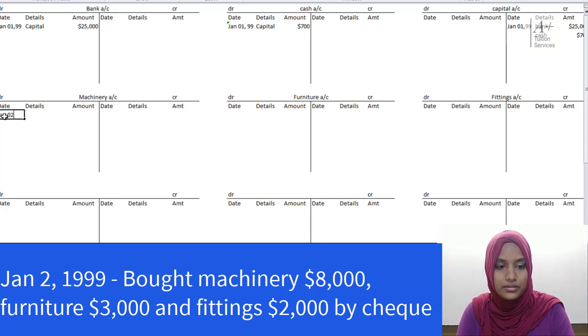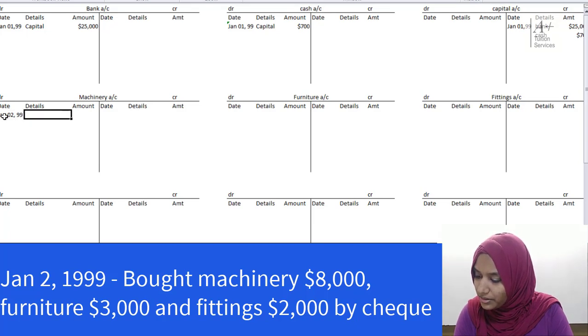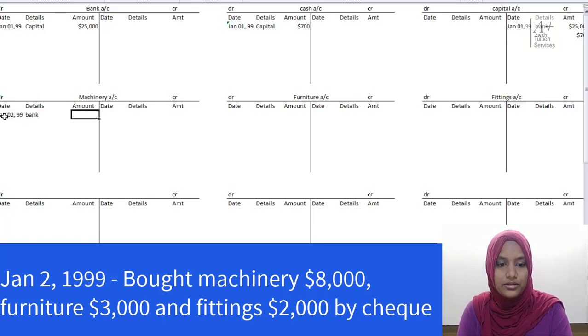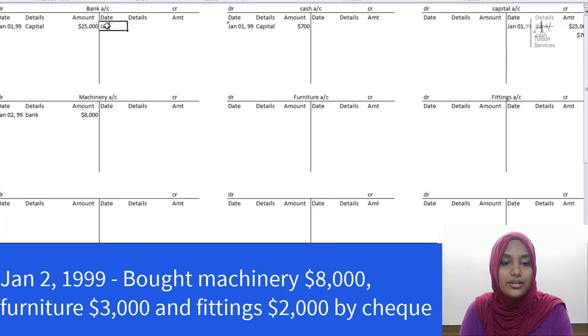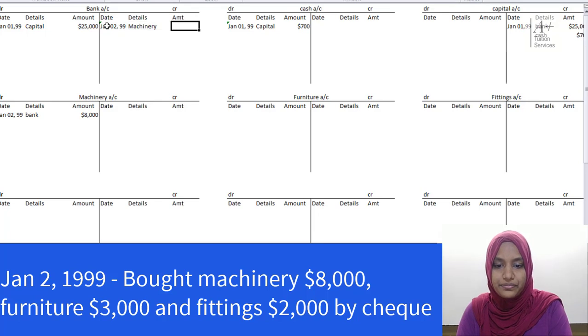Details, bank, and the amount for machinery is $8,000, as you can see in the transaction, right? And then we're going across one time in the bank account on the credit side because we're paying money, we're taking money out of the bank, so the bank is decreasing in value, and we're going to buy machinery, so the machinery account will be debited. So we have January 2nd, 1999. The corresponding account is machinery, and we have $8,000 paid for that, right?